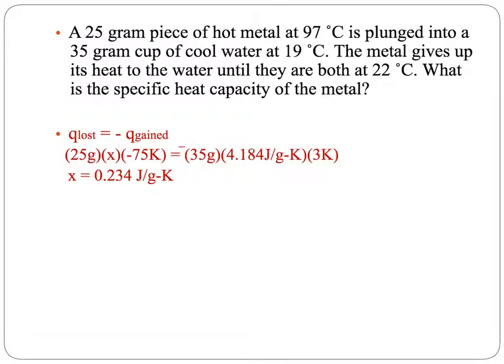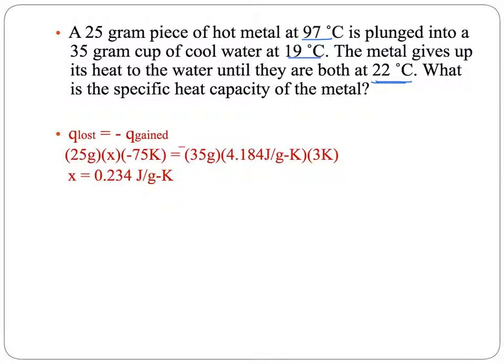So here's a problem that deals with calorimetry. A 25-gram piece of hot metal, which is at 97 degrees Celsius, is plunged into a cup of cool water, and the temperature changes until they both reach thermal equilibrium at 22 degrees. The hot metal goes from 97 to 22, the cool water goes from 19 to 22. So how do you calculate the specific heat capacity of the metal?